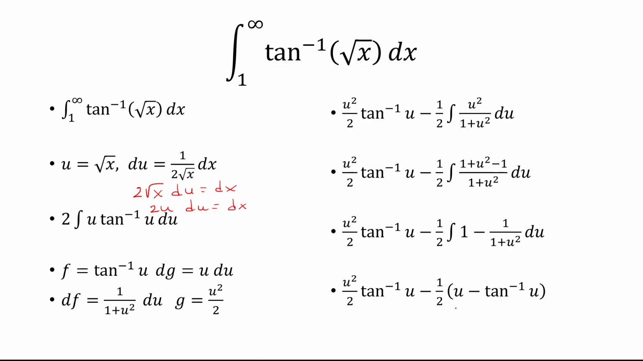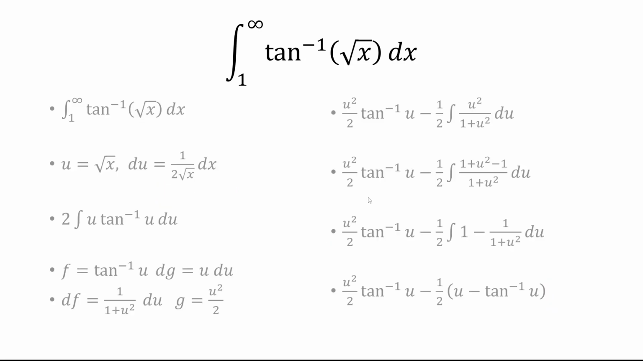And notice I did not change the limits from what we're given. Although technically, if you were to change the limits, when x is 1, u is 1, and when x approaches infinity, u also approaches infinity. So at this point, you could just go from 1 to infinity, but I chose to switch it back to root x and then go from there.